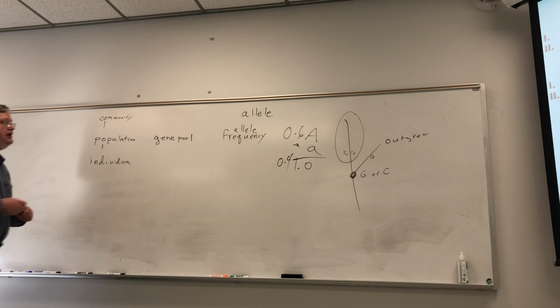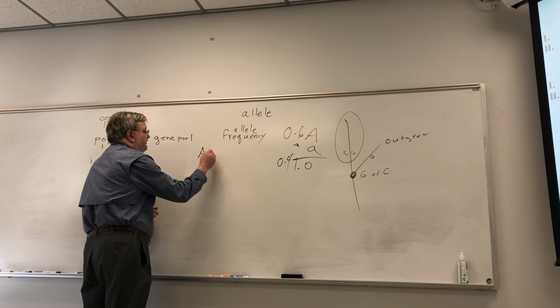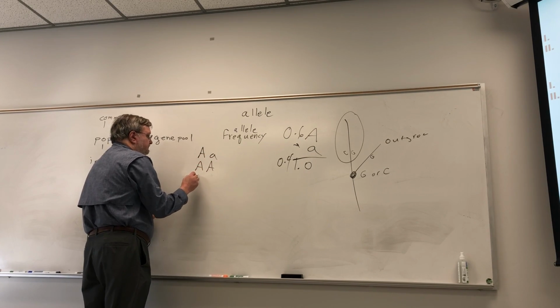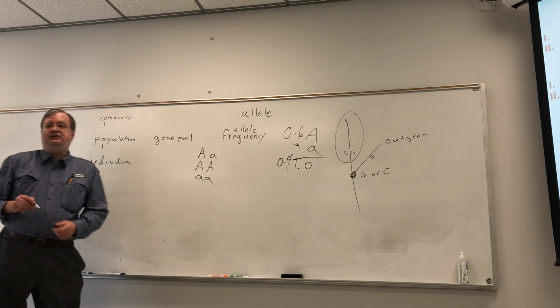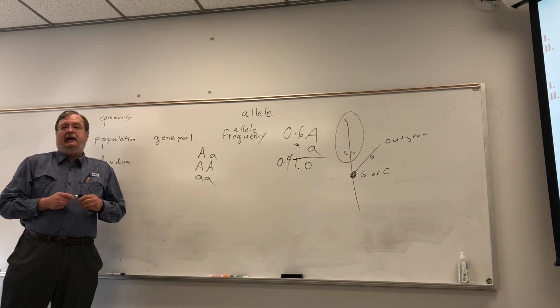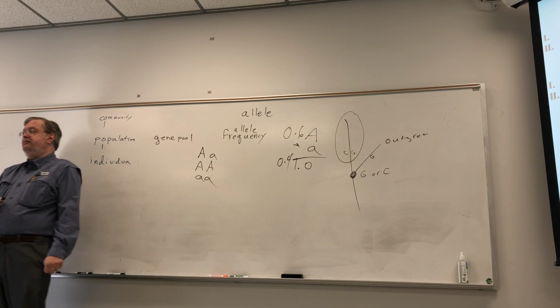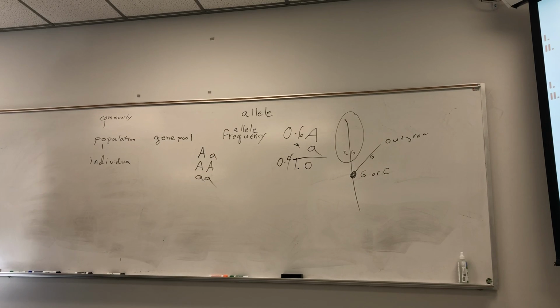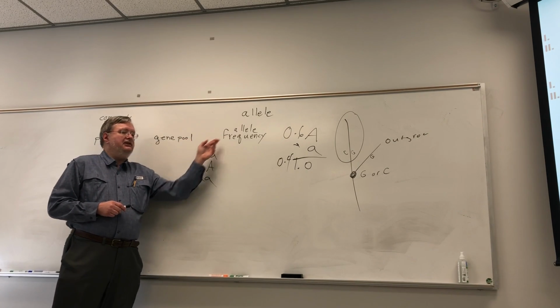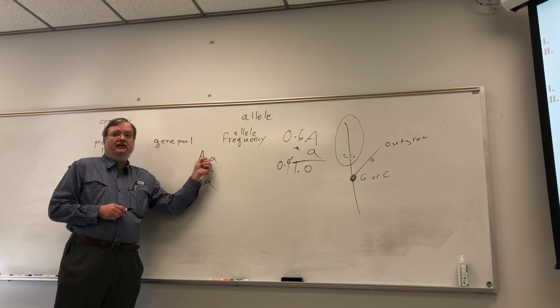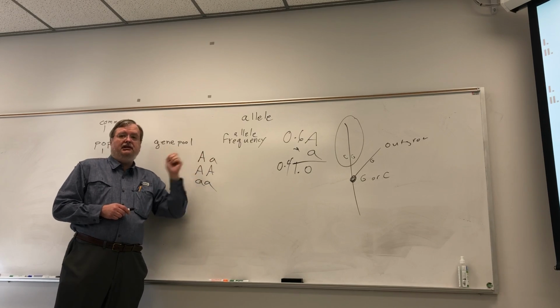There are also genotype frequencies. These are 3 genotypes, and one could, in a population, determine what proportion of the population is represented by each genotype. And again, they must add up to 1.0. Obviously, there's a relationship between allele frequencies and genotype frequencies because each of the alleles has a frequency. And in the end, you get genotype frequencies.